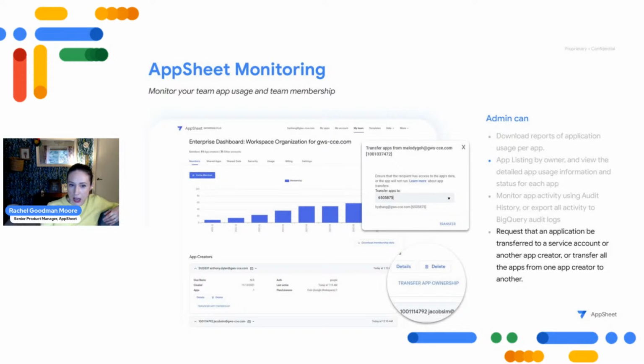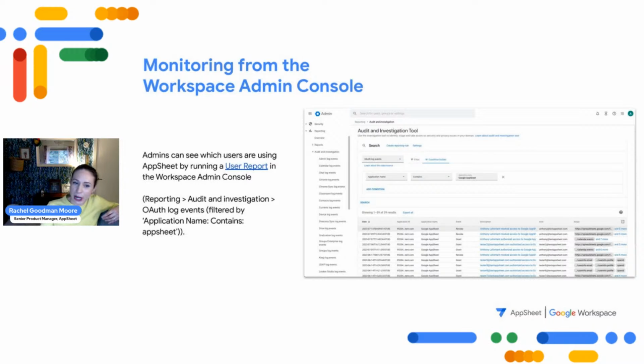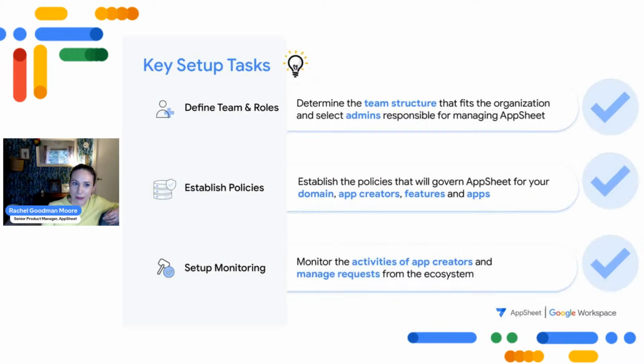So to sum it up just a little bit, and I'll go back to the slide in a second, the things that we recommend doing around setting up monitoring are not just understanding what's happening within a team or within an organization, but also starting to think about what your entire application lifecycle looks like and your entire user lifecycle looks like for folks within AppSheet. And we do give admins the capabilities to do so.